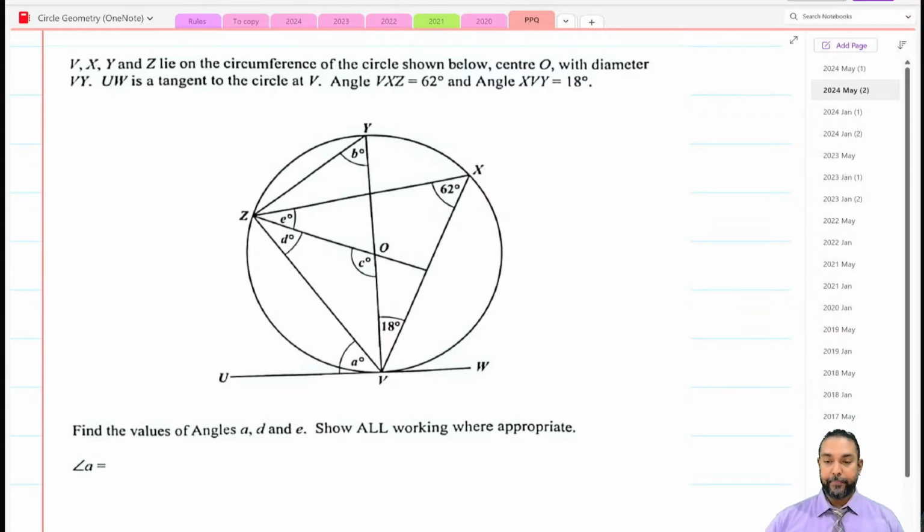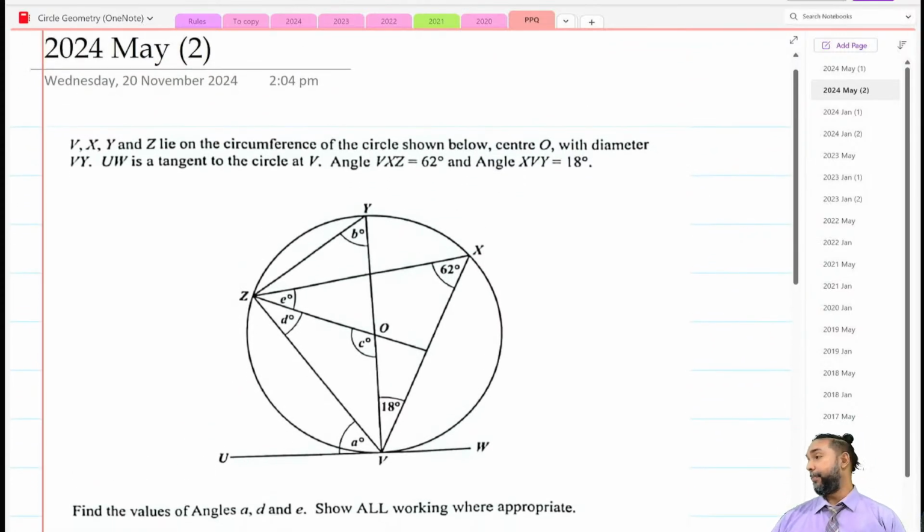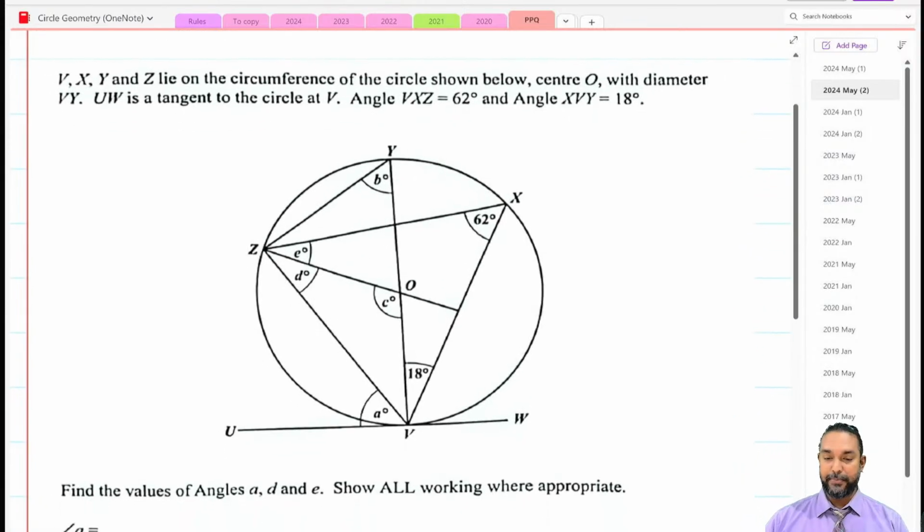Okay, cool. Right. So this is the 2024 May paper, the most recent CSEC exam. This is the question from it. So let's take a read. It's a little small.